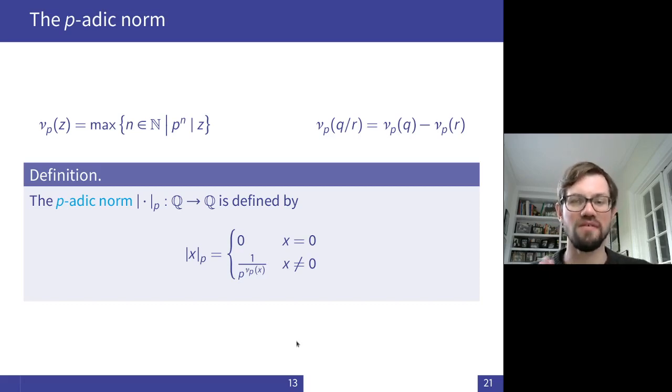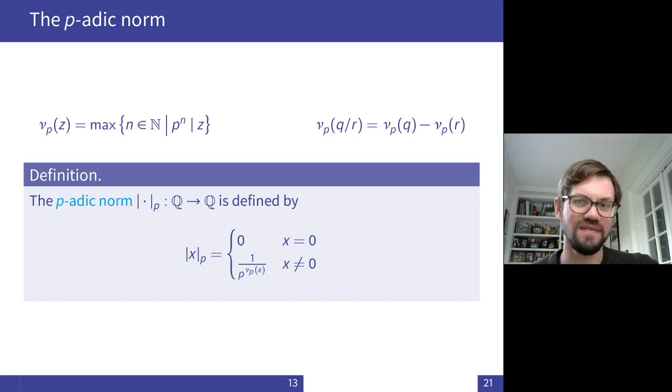So what's the growth behavior there? Suppose that x is some rational number, and suppose that a very high power of p divides the numerator of x. So the valuation is very big. That means that p to the valuation is very big, but 1 over a very big number is very small. So if a high power of p divides the numerator of x, then x has very small norm.